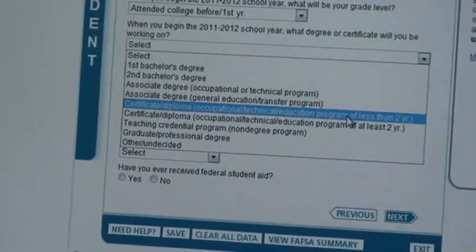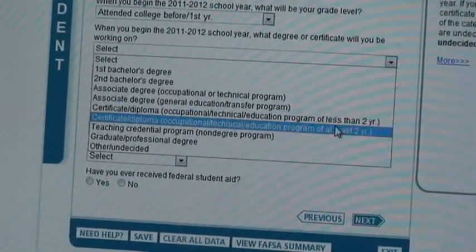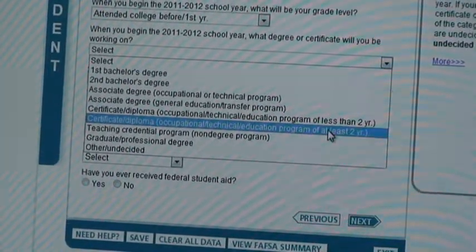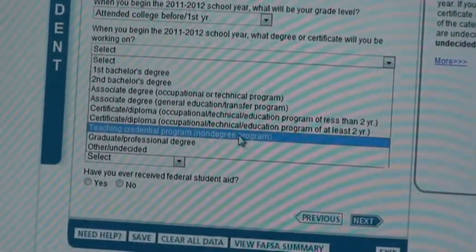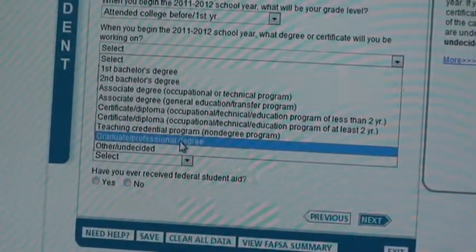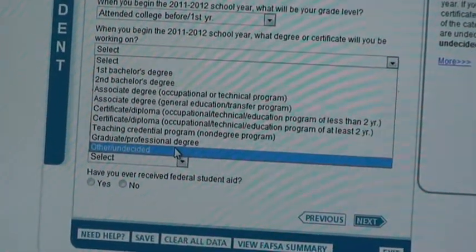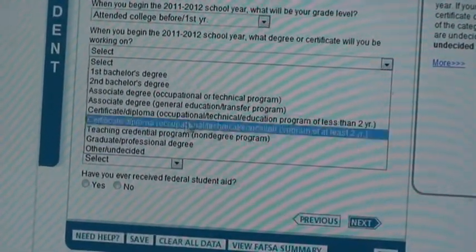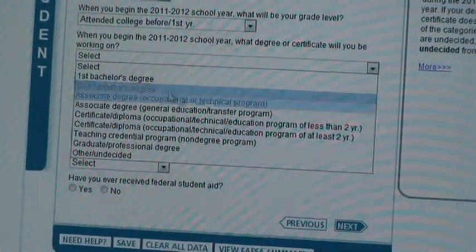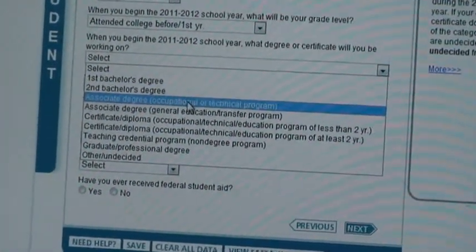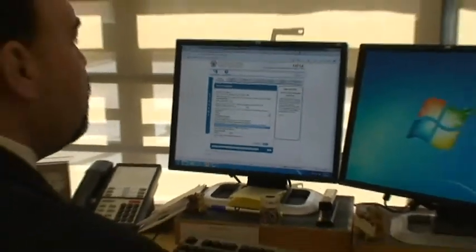Then the next ones are certificates for occupation or technical programs of less than 2 years or at least 2-year programs, a teaching credential, graduate professional degree, or other undecided. If you're starting out and never attended college before, you want to stick with the first bachelor's degree, the associate degrees, or other certificates or diplomas. Those are for students that have not received a bachelor's degree yet. Your bachelor's degree is a 4-year degree.